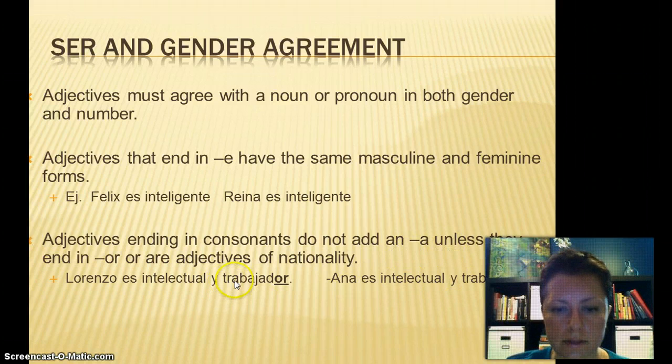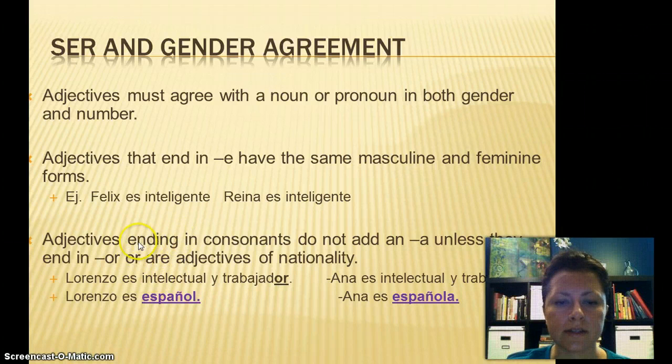However, trabajador, okay, it's a consonant, we leave it. But here, notice that an A was added. Okay, so if it ends in a consonant, don't add an A unless they end in OR. So if you're a girl and you use an adjective that ends in a consonant, but the ending is OR, make sure you add that A.